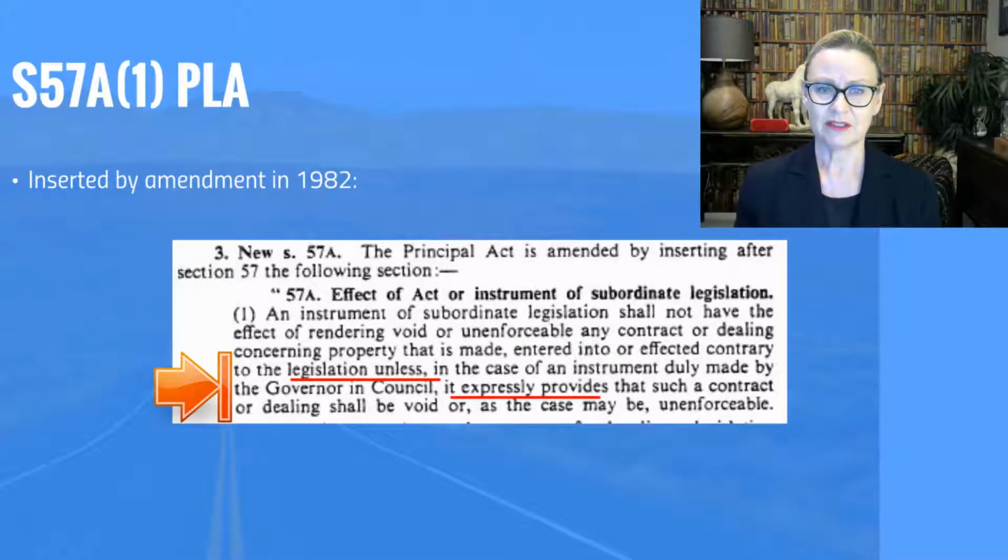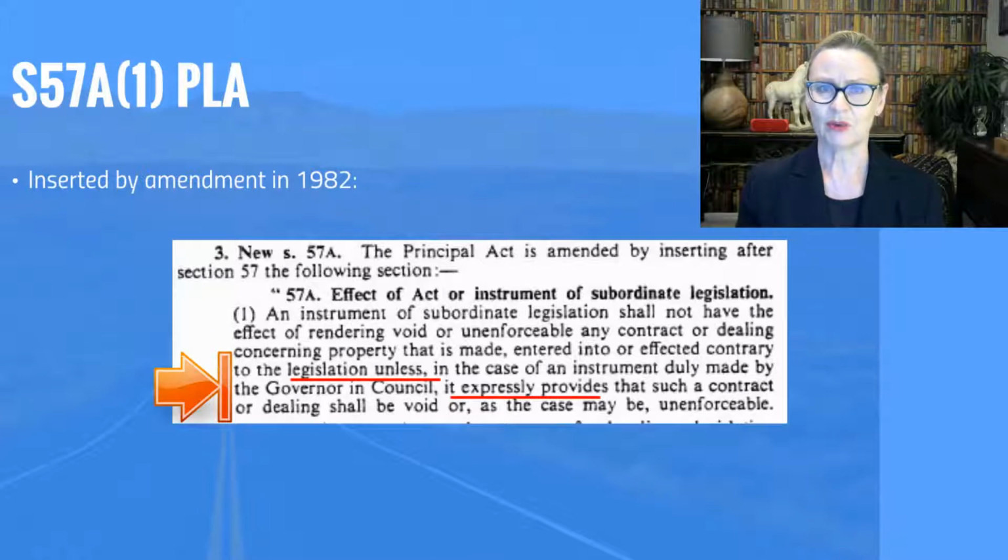It says an instrument of subordinate legislation shall not have the effect of rendering void or unenforceable any contract or dealing concerning property that's made, entered into, or effected contrary to the legislation, unless, in the case of an instrument duly made by the Governing Council, it expressly provides that such a contract or dealing shall be void or unenforceable. So it's going to have to be a very, very clear intent expressed on the face of the subordinate legislation before it's going to render a contract void for non-compliance with that subordinate legislation.